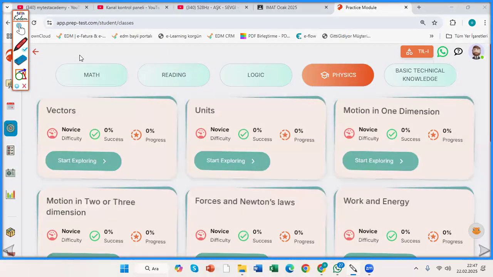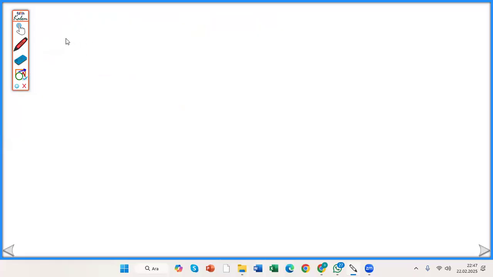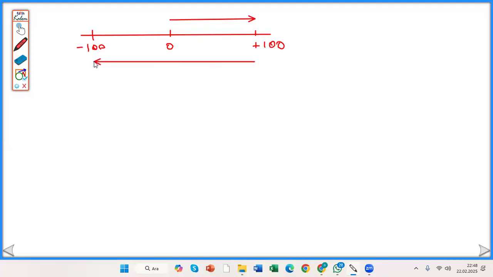Let me show you on the horizontal way. Assume that this is a horizontal way in one dimension, and once again this is point 0, this is positive 100 position, this is the position minus 100. As you see, there are three different positions right now. Let's start the trip. Our first trip is from 0 to 100, and our second trip is from 100 to minus 100, and the last one is coming back.